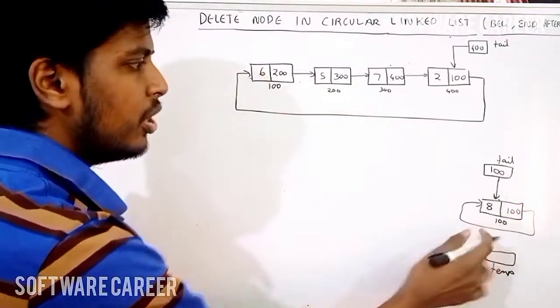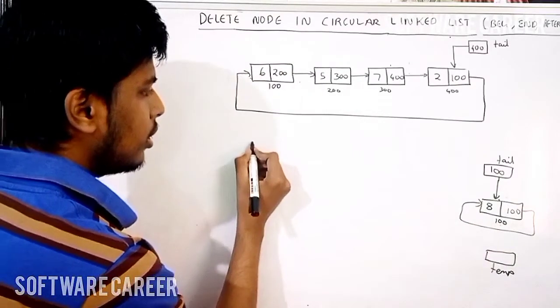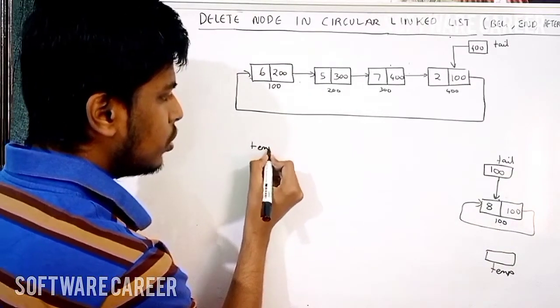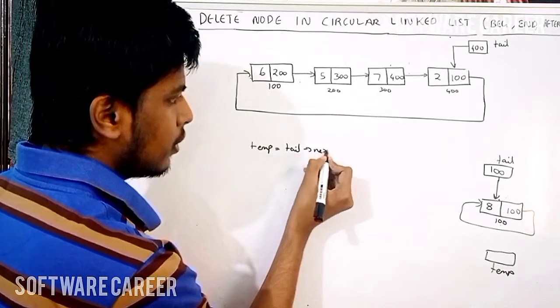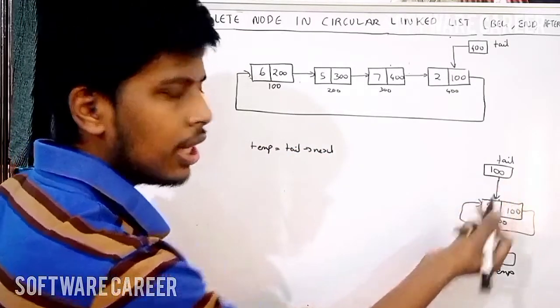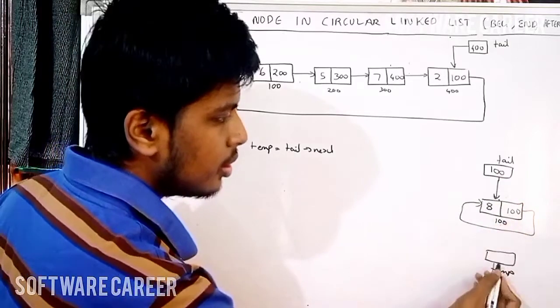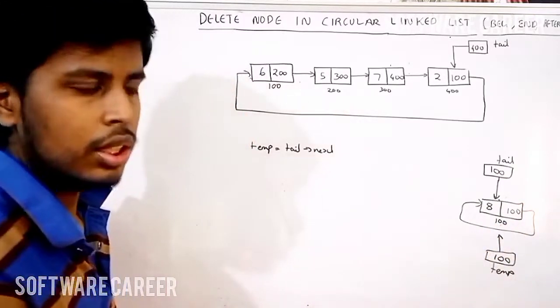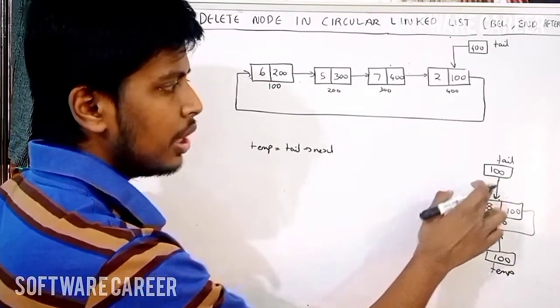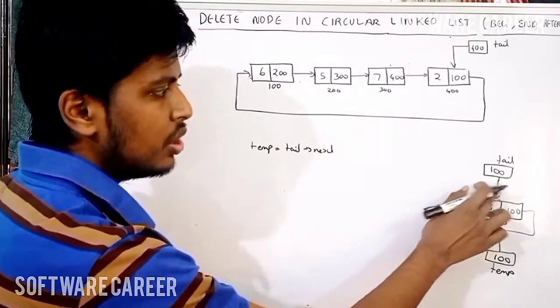See, now it's pointing at 100. First I'll write temp equals tail next. Now what is tail next? Tail is 100, 100's next is 100. So it's put in temp, so this pointer is pointing to the first node. Now I should remove this tail pointer. I should remove this link.